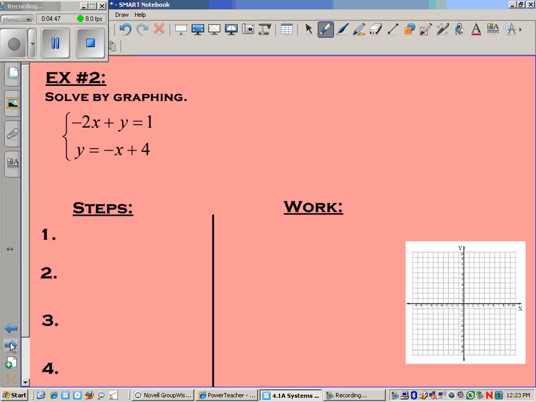All right, so now that we can tell if our solutions are right, let's go ahead and do one of each. We're going to do one example on graphing, one example on substitution, and one example on elimination.